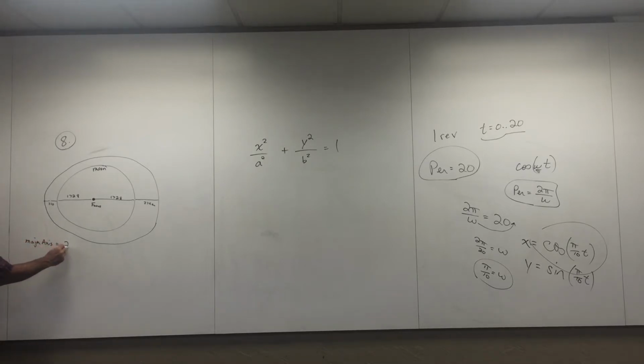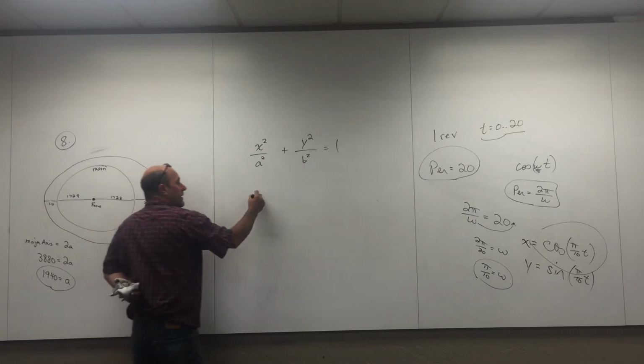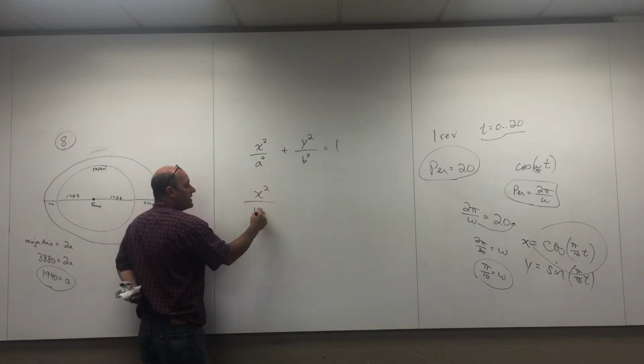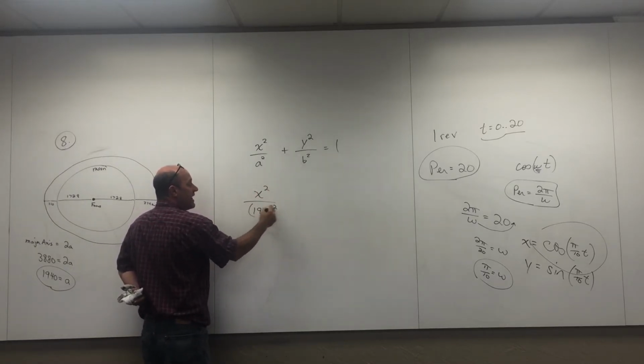So let's talk about that real quick. Add that up for me. You get 3,880. That's 2a. So divide by 2, what's a? 1940. 1940, thank you. Cool, we're sort of halfway done with this problem. We want the equation of the ellipse, and we just calculated a.